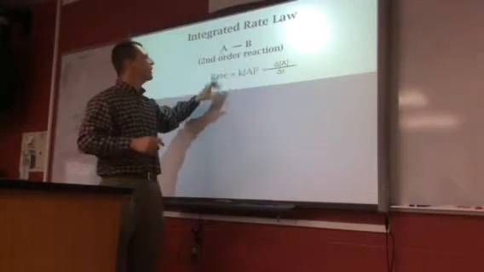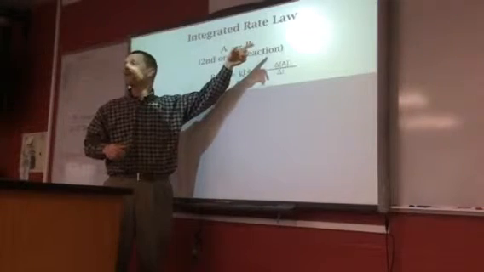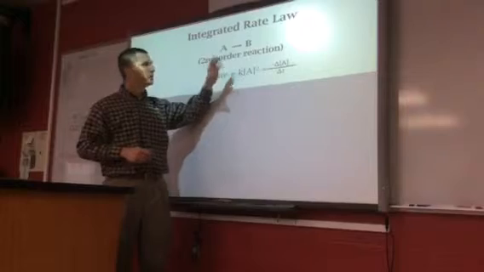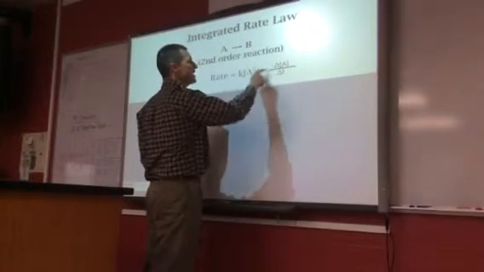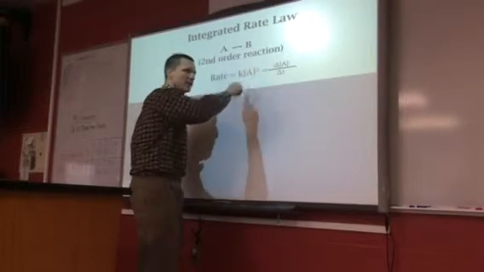Okay, so if it's second order, remember what that means. That means if I double the concentration of A, the rate is going to go up by 4 times. If I triple it, the rate goes up by 9 times. That's what second order means. So that means that the change in A over time is going to be equal to k times the concentration of A squared. That squared there means it's second order.